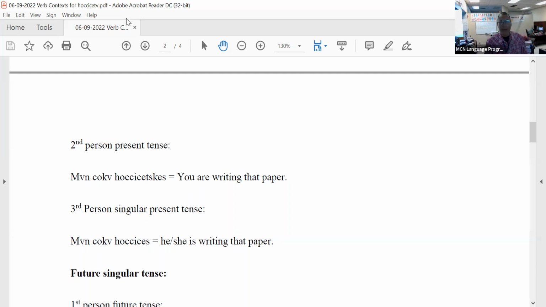Once again, you have to remember, the letters ETV have to be dropped. And the letters ETSKES, indicating that you're doing something at the present time, have to be added in that place. Now, when it's added to hotejida, it becomes hotejitskis. Hotejitskis means you are writing that paper.